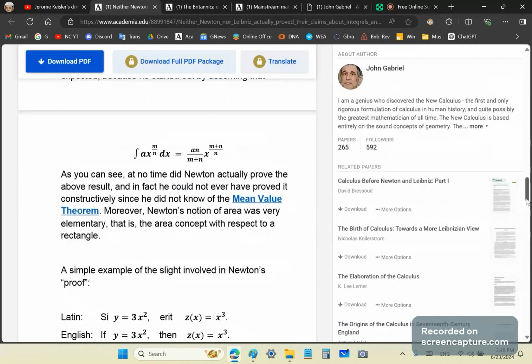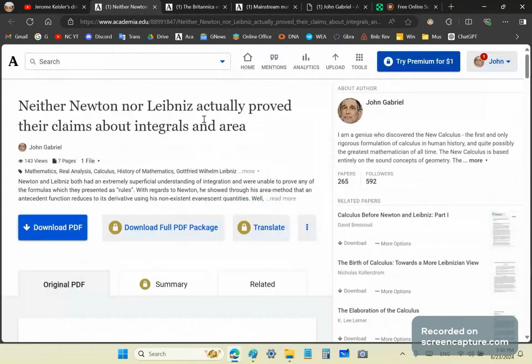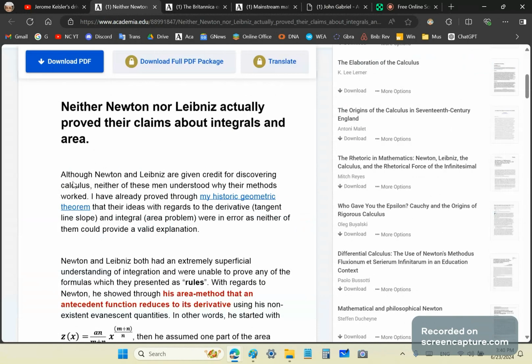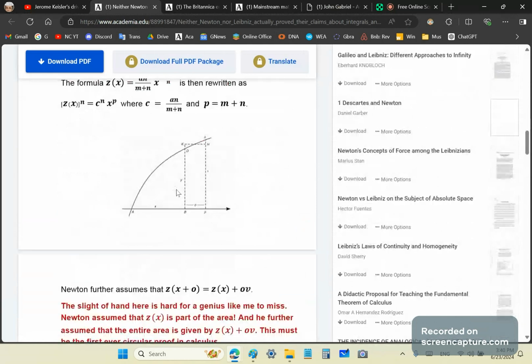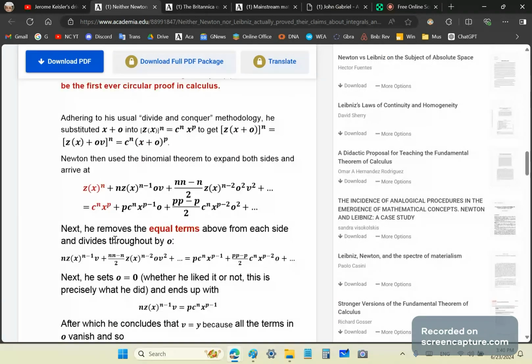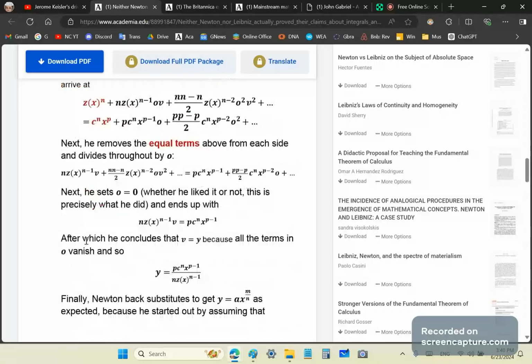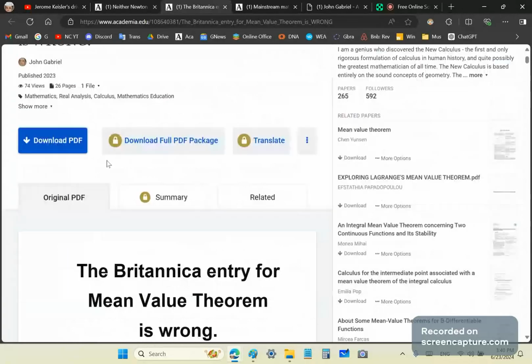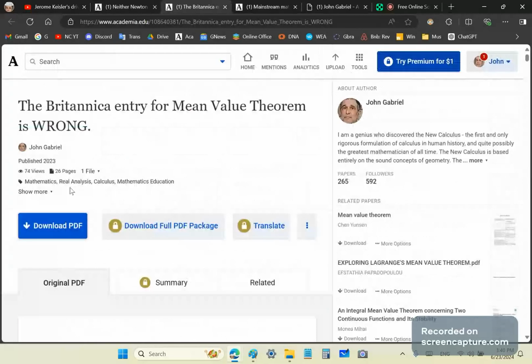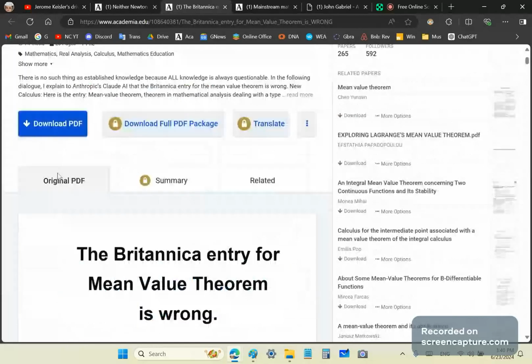Now listen, people. Neither Leibniz nor Newton knew what they were doing, by the way. They couldn't even prove their claims about integrals and area. They were walking like blind guides in a mist. Newton's so-called proof in his main publication is such hand-waving, and it's actually a fraud, as I explained in this article, to which I shall place a link. And then, of course, the Britannica entry for the mean value theorem is wrong, totally wrong. You can read this article.